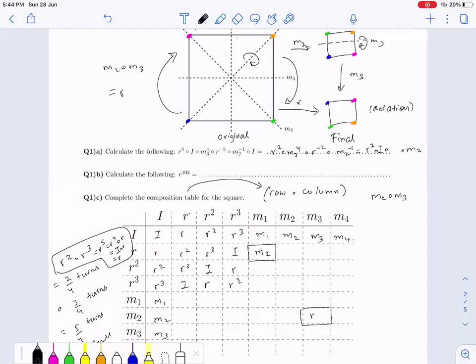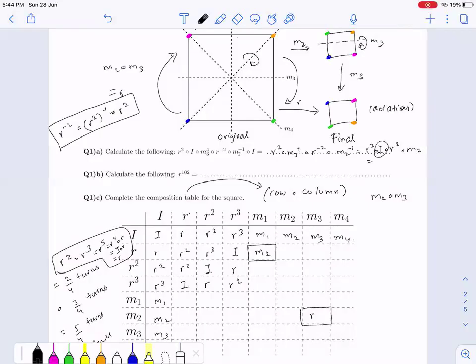And then r to the negative 2 is just r squared, because r to the negative 2 is the inverse of r squared, and the inverse of r squared is something that would bring it to the original position. So once you have 2 quarter turns, you need 2 more quarter turns to go back to the same picture.